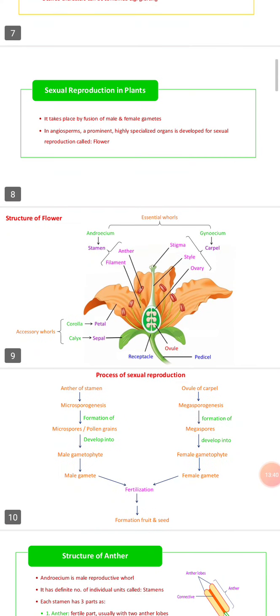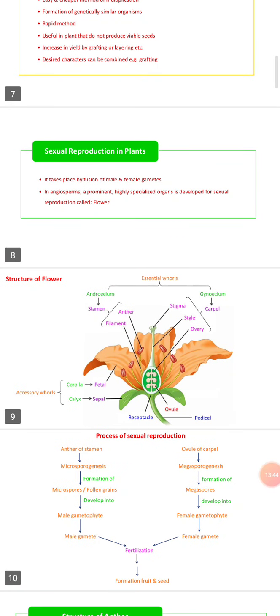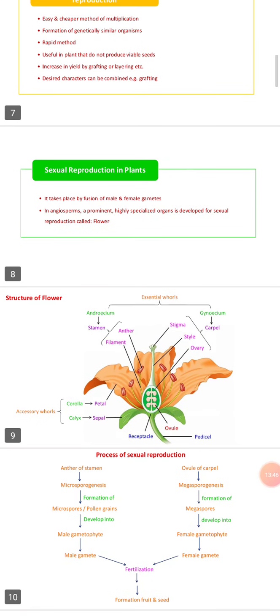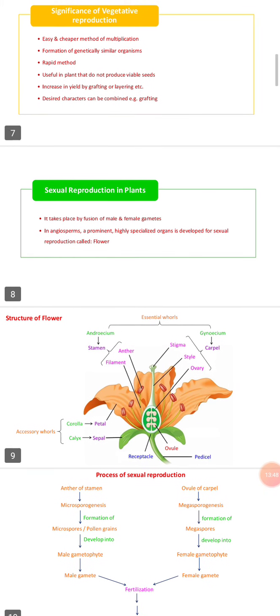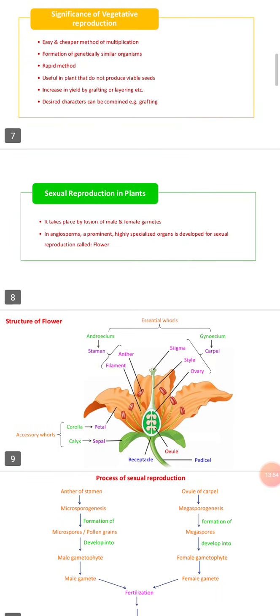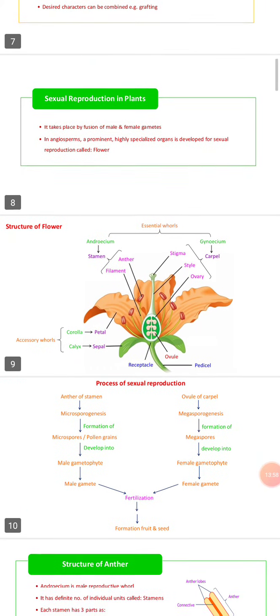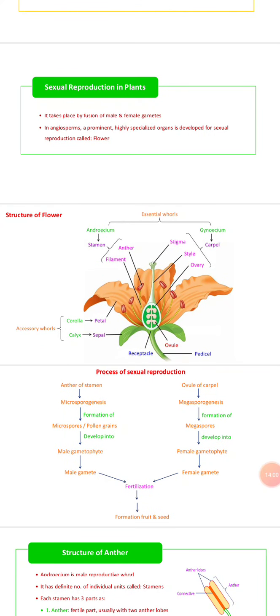Okay, so in this way we have seen the significance. The question used to be asked in the exam: write the significance of vegetative reproduction in plants. Then almost 4 points we have to write. Okay, let's move ahead to sexual reproduction in plants.